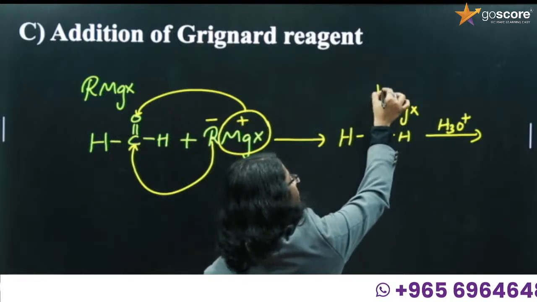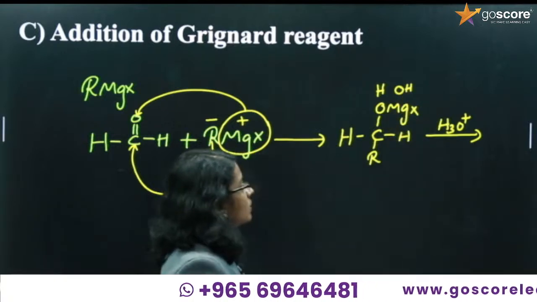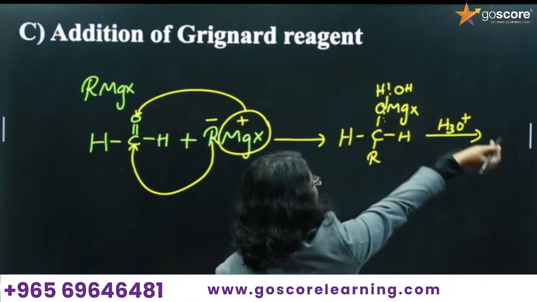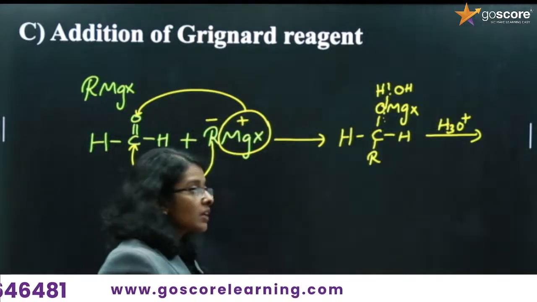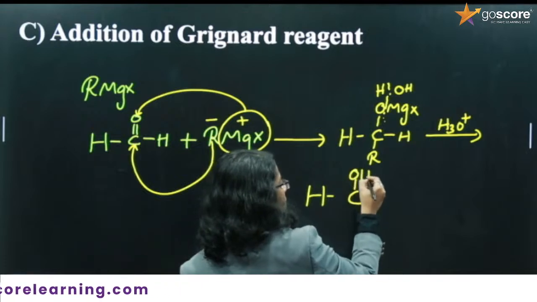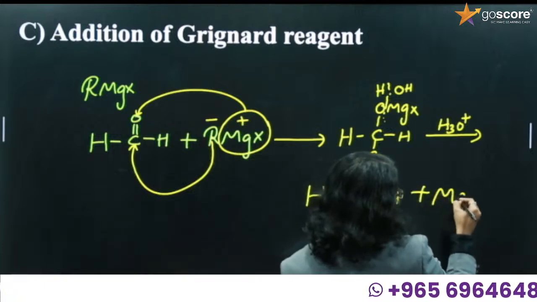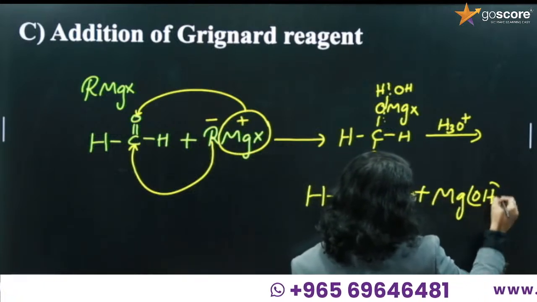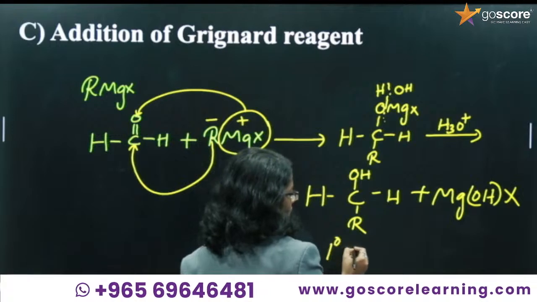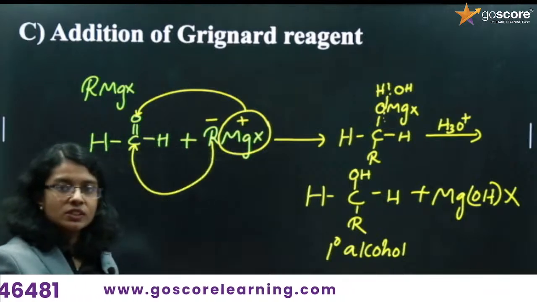Here there is one hydrogen here and OH here. So this will be eliminated as MgOHX and you will get primary alcohol, that is HCOHR plus MgOHX. So what is this? This is primary alcohol. Okay. I hope this is clear for you.